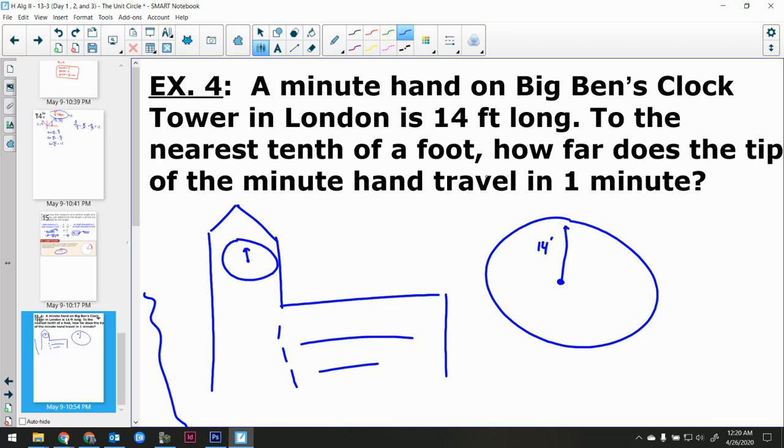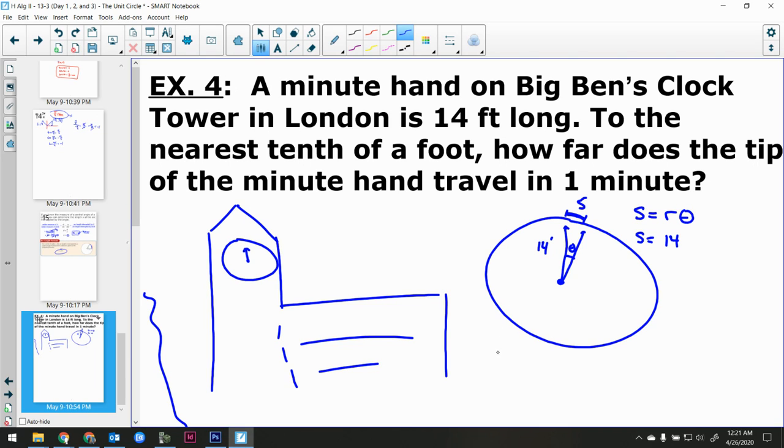To the nearest tenth of a foot, how far does the tip of the minute hand travel in 1 minute? Okay, so it's got to go from 0 to 1. This question wants to know, what is my arc length? What is S? S is equal to R times theta. Well, what is R? R is my 14 feet. That's the minute hand, right? S equals 14 times theta. But we need to figure out what that angle measure is in radians.